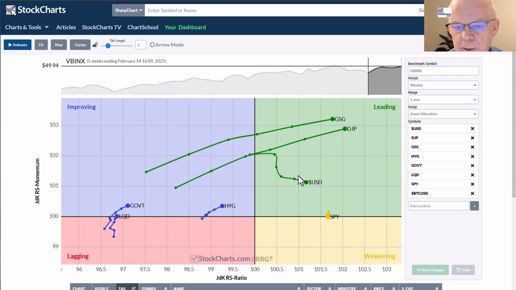And then there's the US dollar, which lost some of its momentum, but is continuing to move sideways to the right. So that means higher on the RS ratio scale. And that's a positive thing for the US dollar. So let's look at a few of the individual charts here.